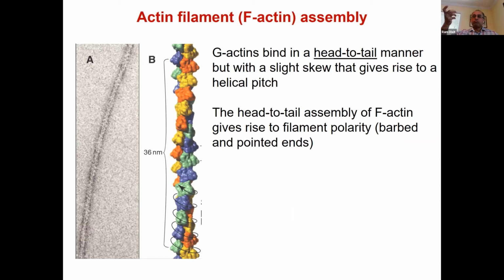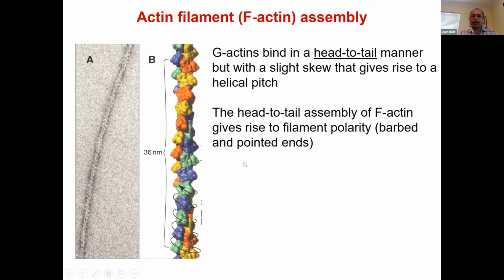So they don't just bind to each other in any arbitrary orientation, but they bind to each other in a specific way when they polymerize. In this picture here, each of these colored structures is a G-actin subunit. So they're all the same. The color is just helping us appreciate how they're associating with each other. But all the G-actin subunits are essentially the same, and they are binding in an oriented, head to tail manner.